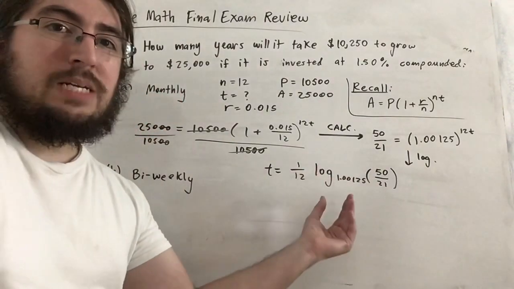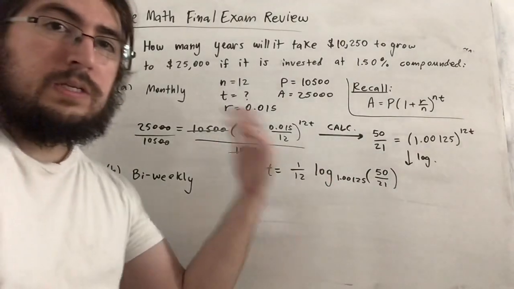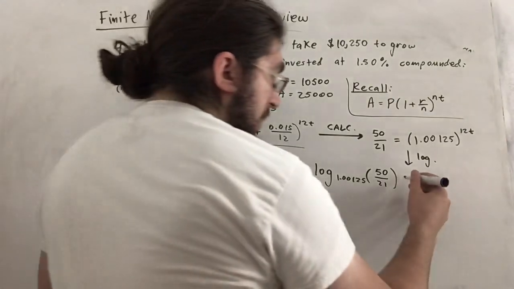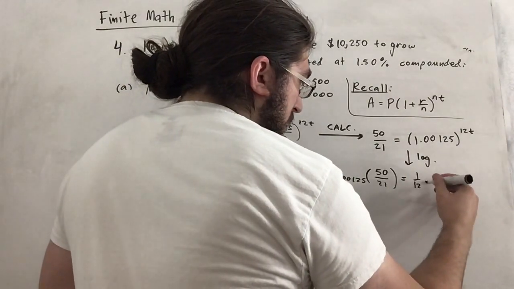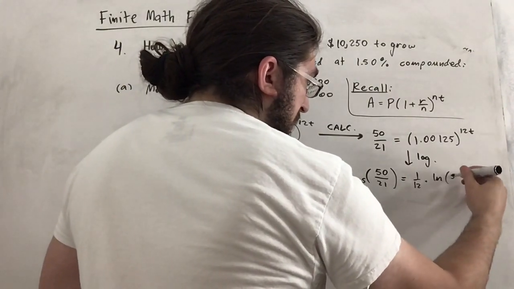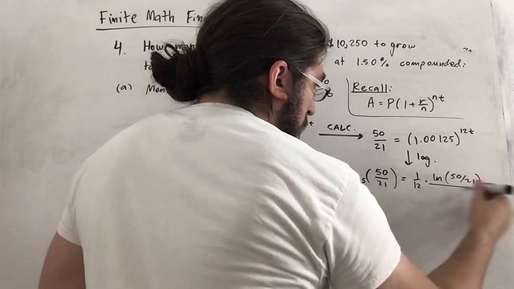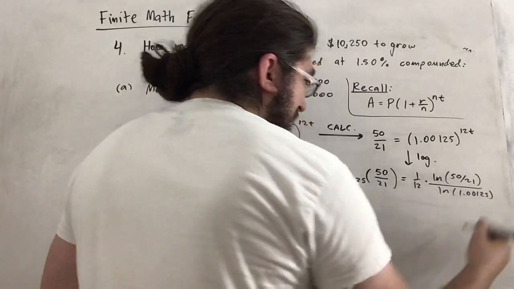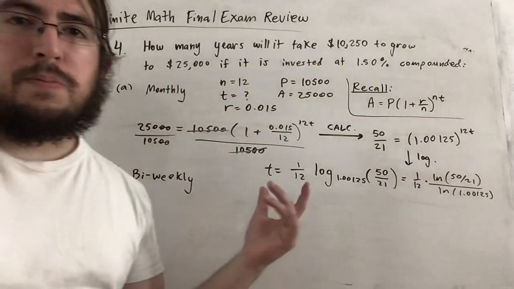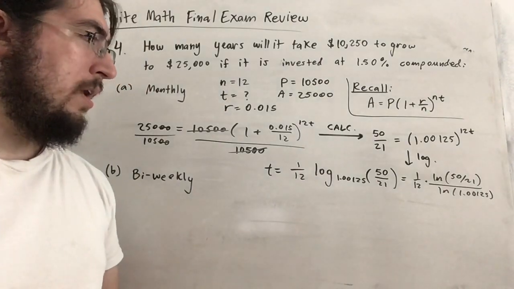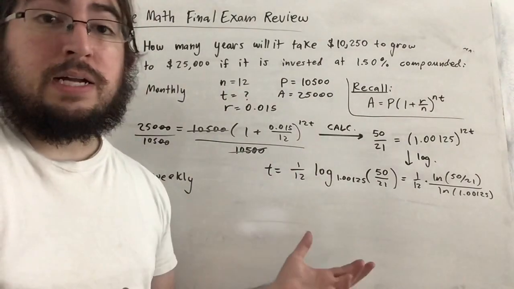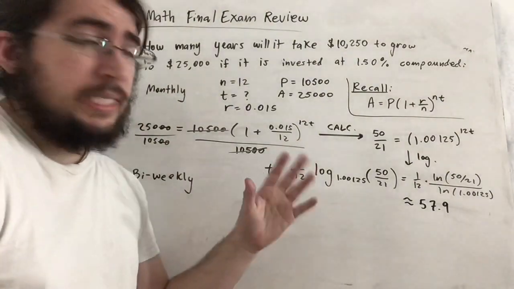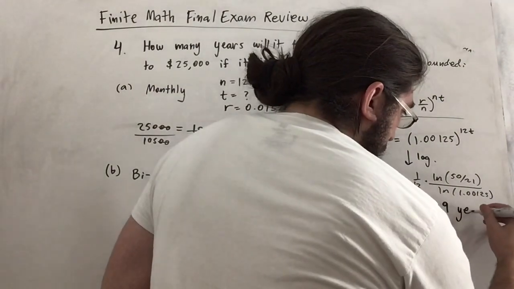And to compute this in my calculator, I'm going to use what we saw with number 3, which is the change of base formula. I'm going to use the ln version of that. So this is going to be 1 over 12 times ln of 50 over 21 over ln of 1.00125. And we may need to be a little careful how we plug this into our calculator. We may need parentheses and whatnot. But I'm going to do that right now, and let's see if you get the same thing I get. So I actually rounded to 1 decimal place, and I got 57.9, and that's in years.